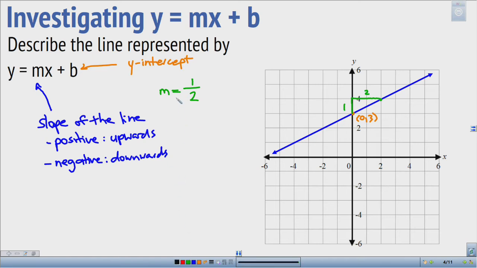Now, because I know what m is and I know what b is, the y-intercept, I can create an equation. So y is equal to, instead of writing m, I know the slope, that goes here, 1/2 x plus the y-intercept, which is 3. So that's what the equation would look like to represent this graph. So our goal for today is to link graphs with equations.